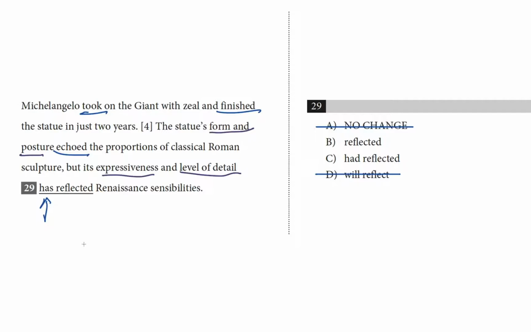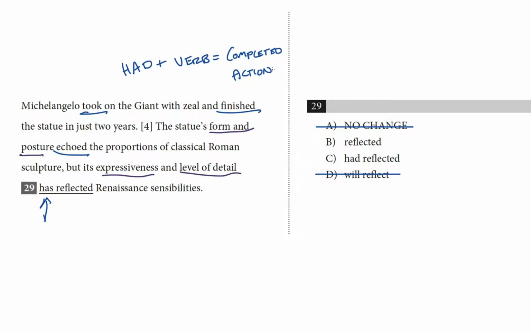And I would say again to look at the context and match the other verbs. The other verbs in this paragraph don't use had. And we use had plus a main verb to show that an action is complete, that it's over and done with. So had reflected would suggest that the statue, which from the context of the paragraph we know is brand new, that statue had reflected Renaissance sensibilities, but perhaps no longer did.